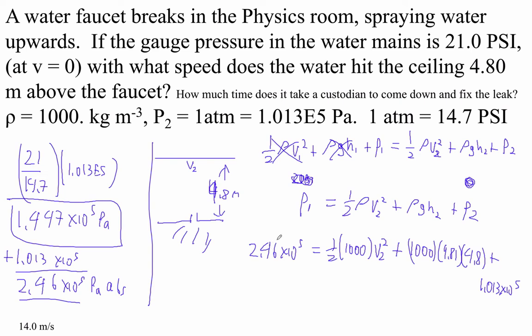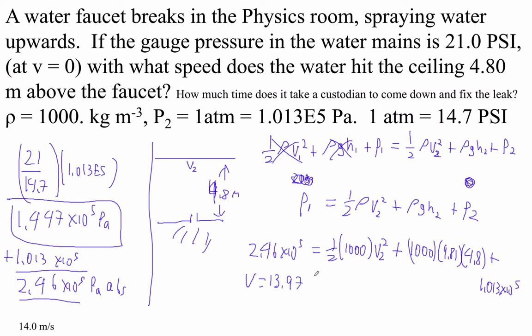Okay, so I'm going to take this number. I'm going to subtract 1,000 times 9.81 times 4.8, and then I'm going to subtract 1.013 E5, and I now have what equals 1/2 times 1,000 V squared, right? So I'm going to multiply it by 2, divide by 1,000, and now I have what equals V squared, and then I'm going to square root that. And I get 13.97.